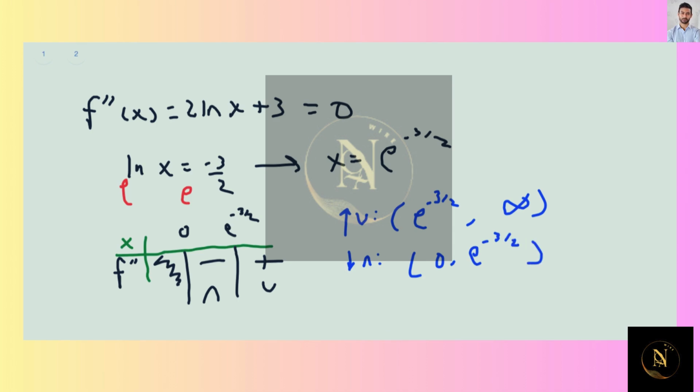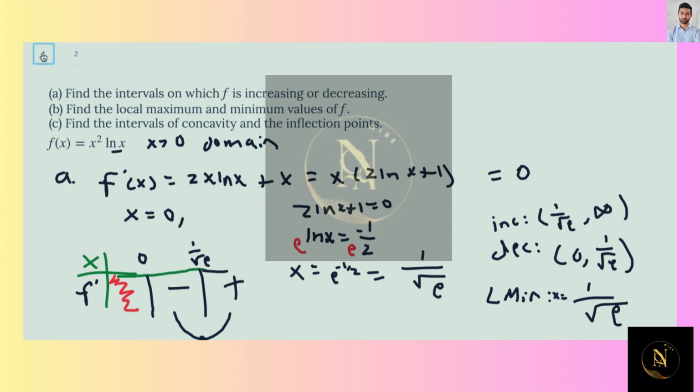And our inflection point occurs when our sign for concavity changes, which occurs at x equals e to the negative 3/2, because it goes from negative to positive. And there's no other inflection point because there's no other place where the sign changes. And that is the answer to our question.